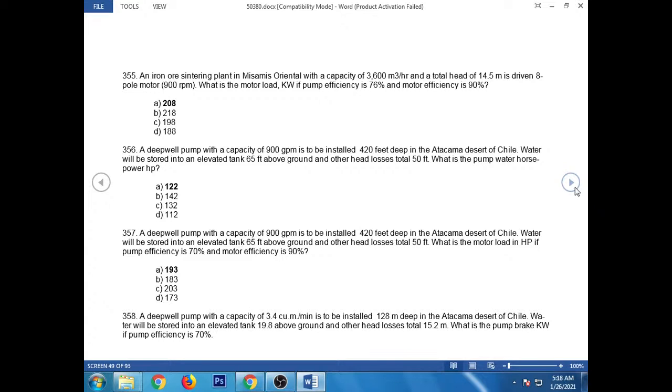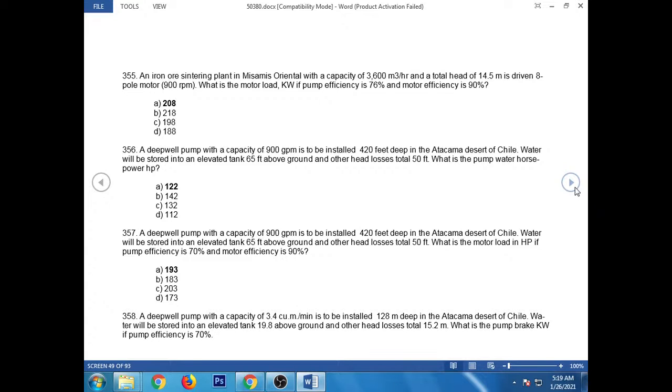Answer: 122. A deep well pump with a capacity of 900 GPM is to be installed 420 feet deep in the Atacama Desert of Chile. Water will be stored in an elevated tank 65 feet above ground and other head losses total 50 feet. What is the motor load in HP if pump efficiency is 70% and motor efficiency is 90%?